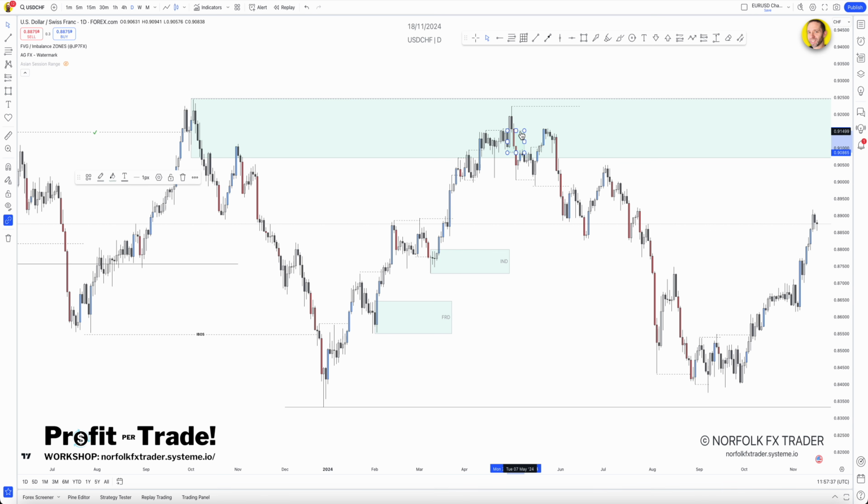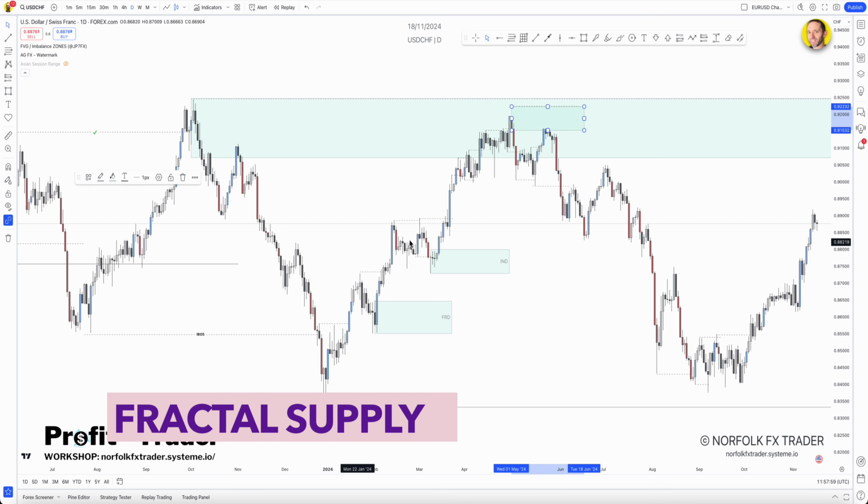That got removed. The one thing you need to understand with supply and demand is we have to see an opposing zone removing the zone. So when we have a demand removed, that's going to leave a new supply, and that becomes my fractal supply in the market.